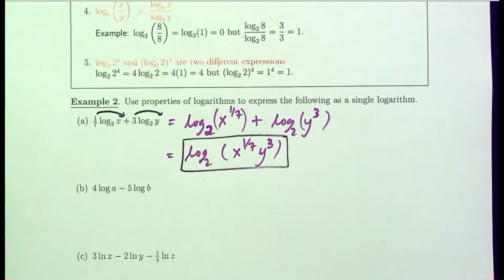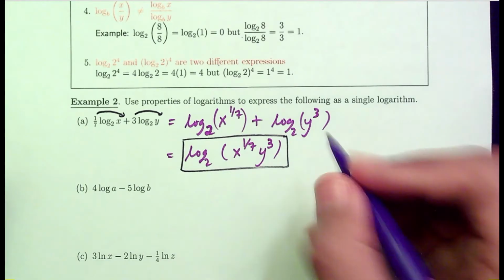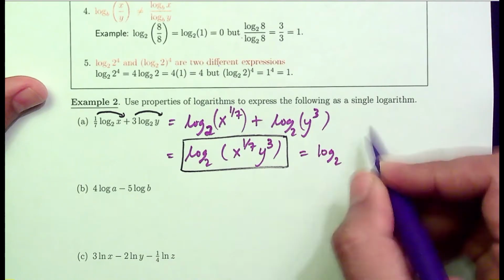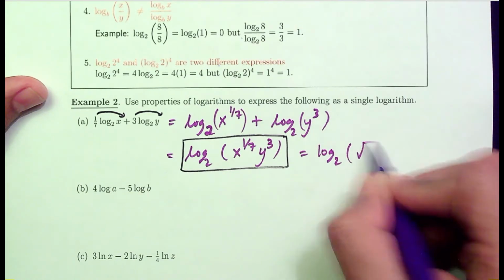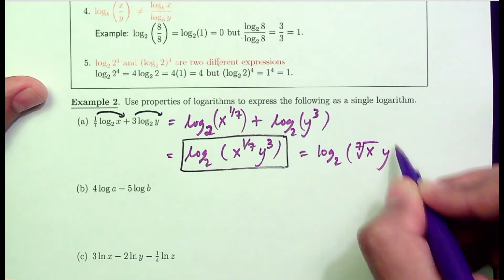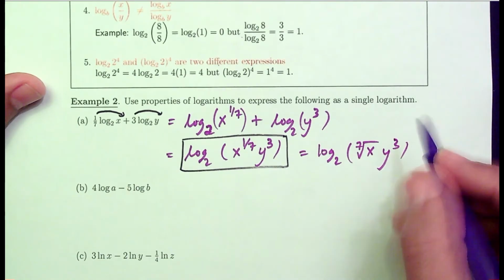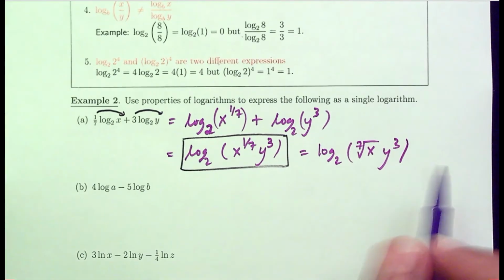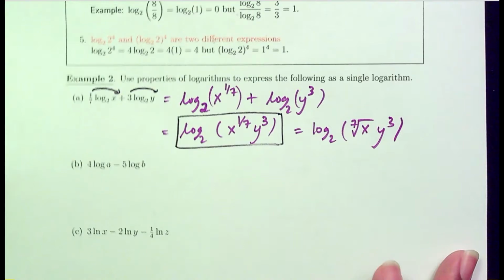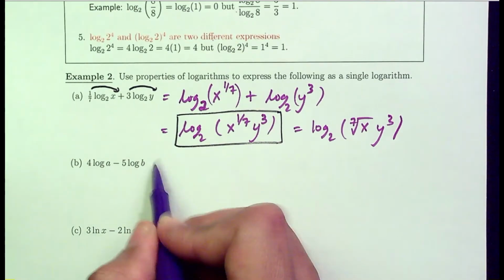There's not much else you could do. You could perhaps write this using the radical form instead of fractional exponents, but that's not necessary. They're equivalent, so they both are correct. Now let's do this one.